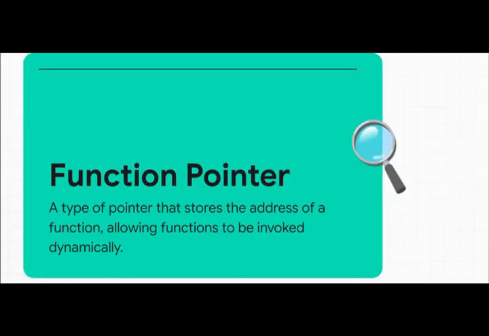So what exactly is a function pointer? Well, you know how a regular pointer stores a memory address, right? Usually it's pointing to some piece of data, like an integer or a struct. But a function pointer is different. Instead of pointing to data, it points to the actual executable code of a function living somewhere in memory.